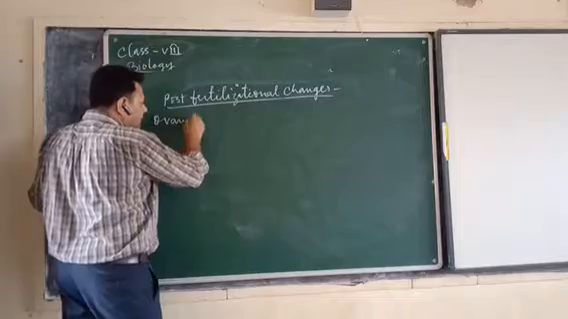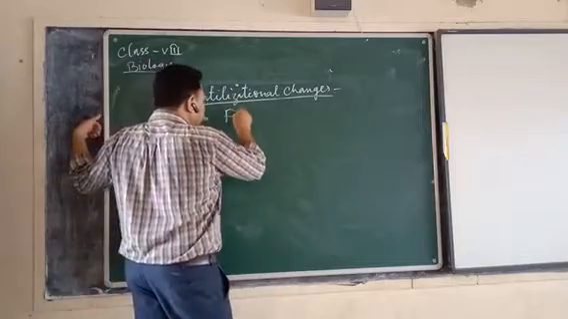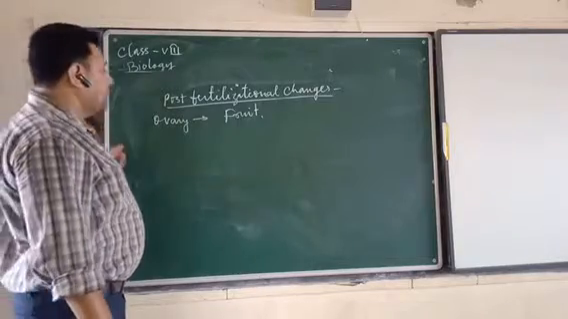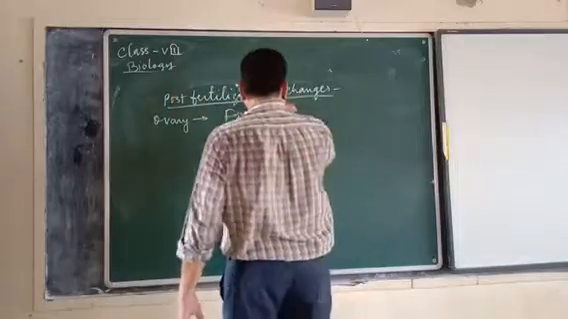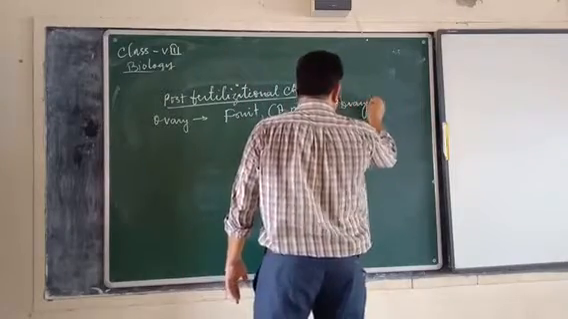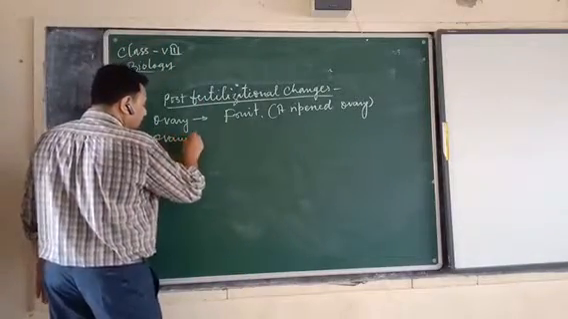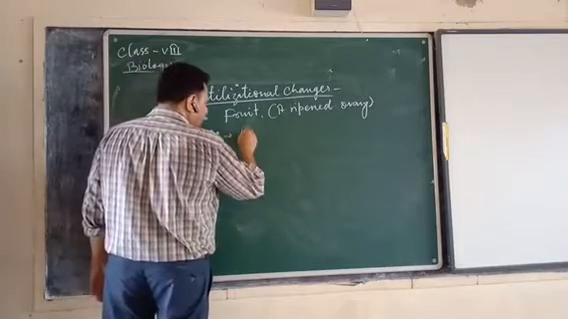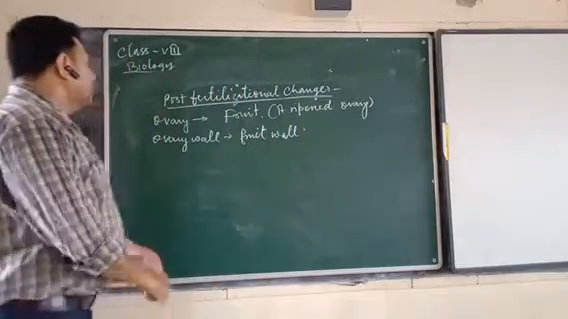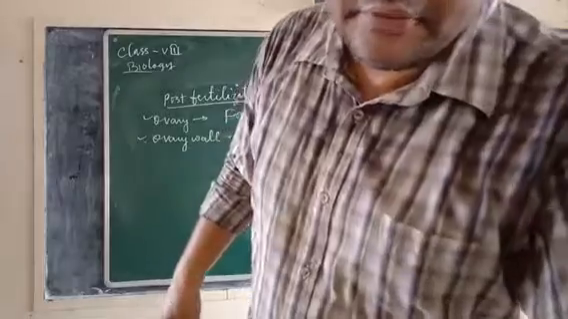Now, this ovary is getting fertilized, so it becomes a fruit. Ovary changes into fruit. If someone asks you what a fruit is, a ripened ovary. After this, the ovule makes the seed. They are the two post-fertilization changes after the process of fertilization.